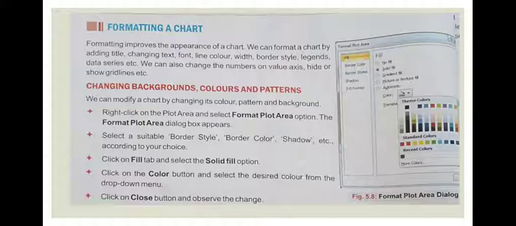According to your choice, click on the Fill tab and select the Solid Fill option. Then click on the Color button and select the desired color from the drop-down menu. After that, click on the Close button and observe the change. So this way you can change the background colors and patterns of your plot area.